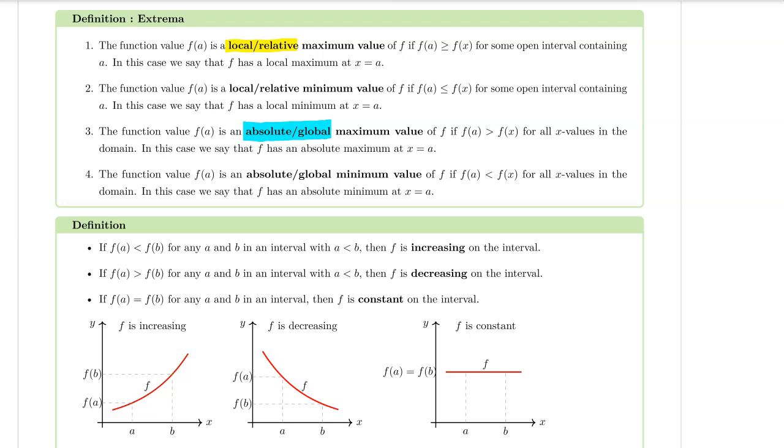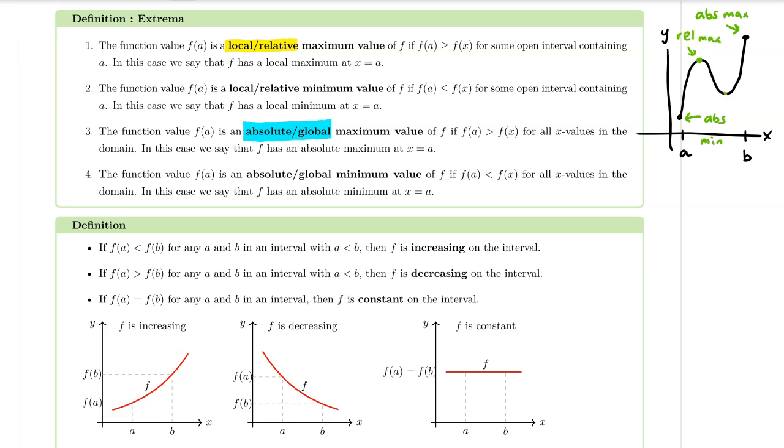So quickly, if I were to draw a graph, here's my y-axis, here's my x-axis. If I graphed something like this, and we were looking at the graph of this function between x equals a and x equals b, this here would be an absolute maximum. This here would be an absolute minimum. This point here would be a relative maximum, and this point here would be a relative minimum.